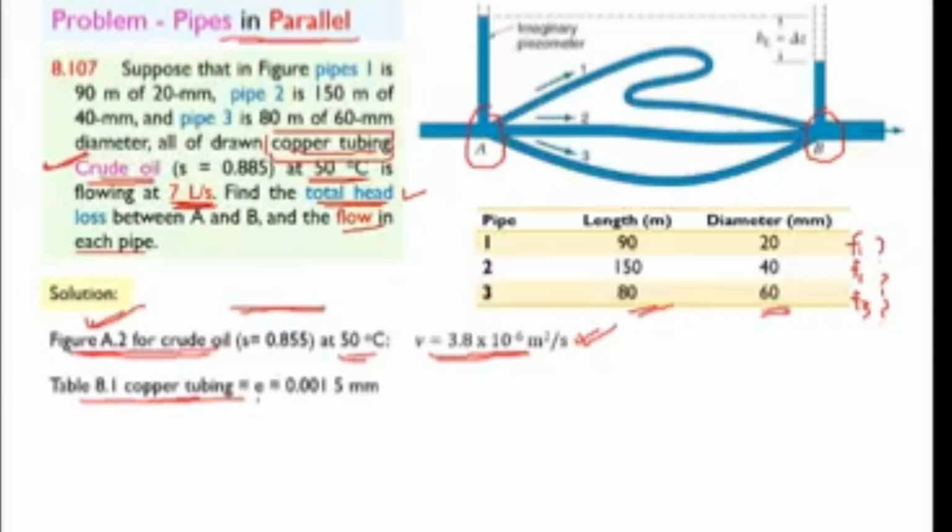So we need to calculate the value of E. And we already discussed that there is a table given in the textbook, chapter 8, table 8.1. It gives the E values for the different pipe materials. So you will get the value from there.